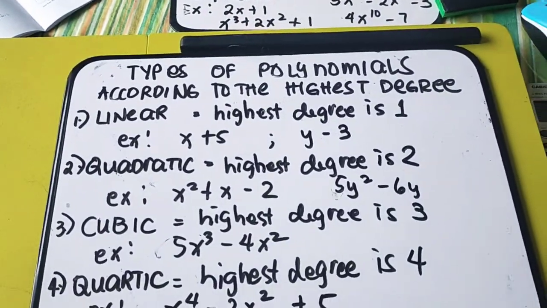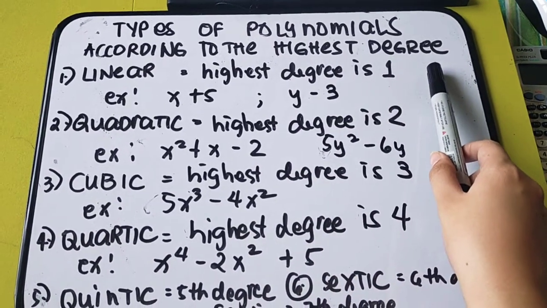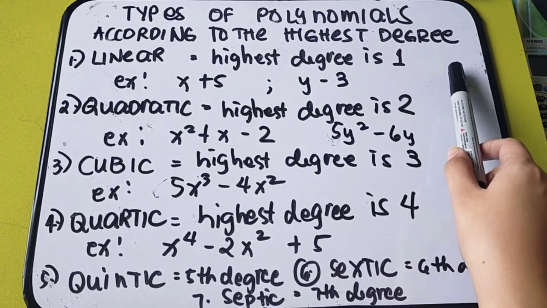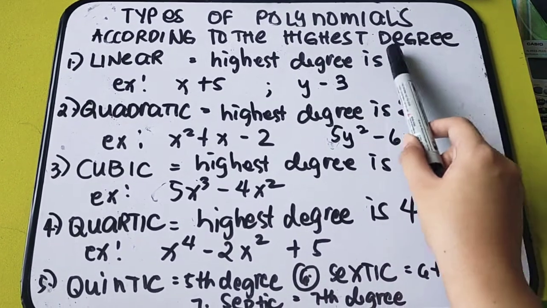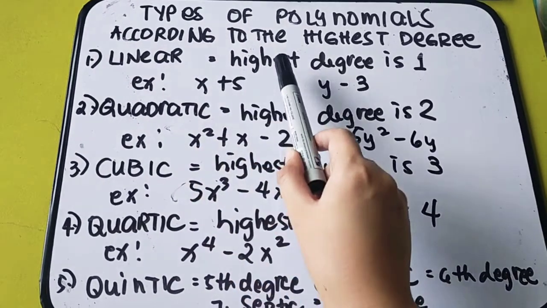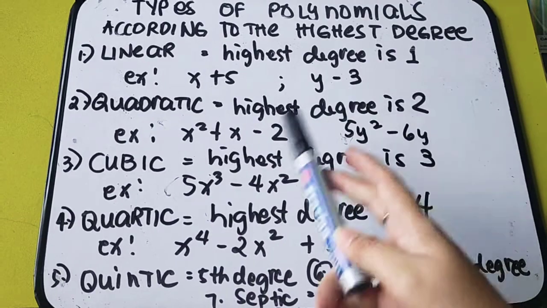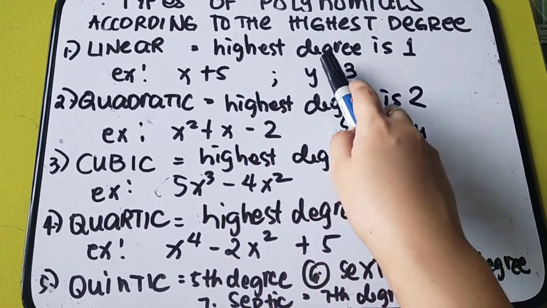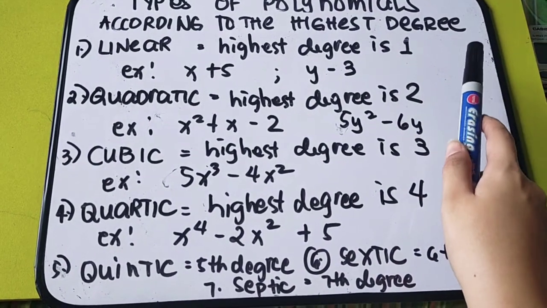Right. So, let's move to the types of polynomials according to the highest degree. Earlier, we had the terms. Now, let us have the degree. Highest degree, the highest exponent. When you say degree, it means exponent. So, the first one, we have linear. The highest exponent or degree is 1. For example, x plus 5, y minus 1. The exponent of x is only 1. The exponent of y is only 1. So, what you look at there is the variable. What is the highest exponent of the variable?